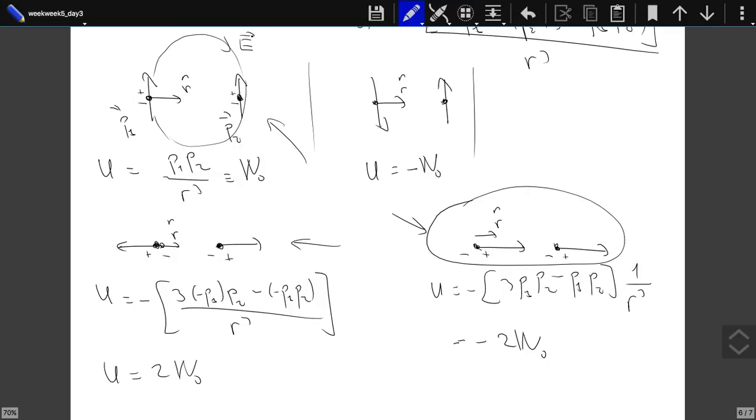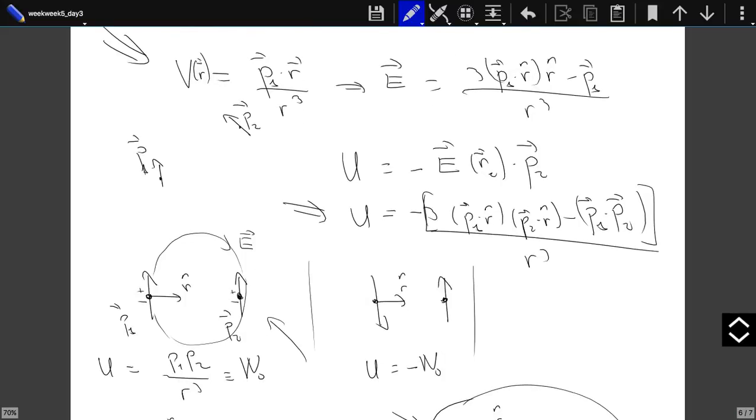This is the electric field line created by the first dipole. Now the electric field starts from the positive charge, goes to the negative charge. This is the electric field created by the first dipole only. So this electric field will push the positive charge of the second dipole downwards, not upwards. So that is why the second distribution is more stable than the first one.